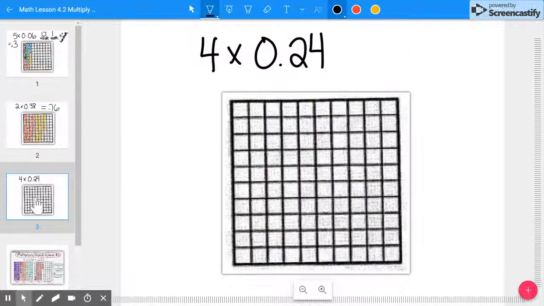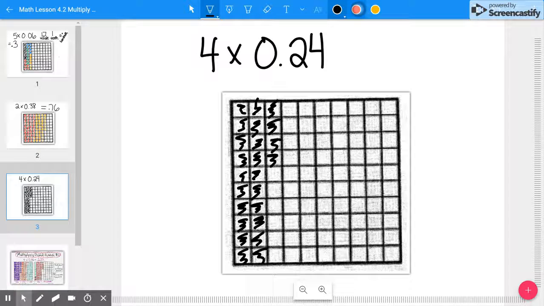Let's do one more. I have 4 times 24 hundredths. So I'm saying I need to make 4 groups that have 24 hundredths in them. So we're going to start coloring our cubes in. Let's start counting: 1, 2, 3, and so on up to 24.